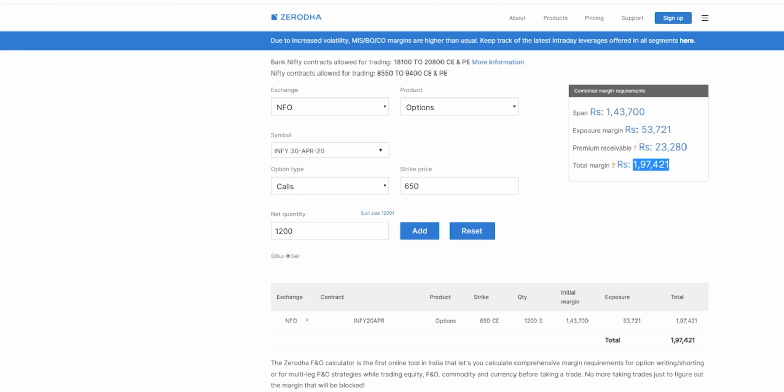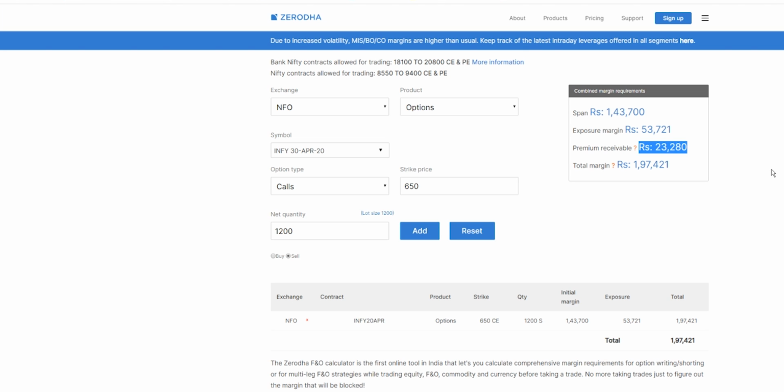1,97,421. I will tell you one more interesting thing. Though you are paying 1,97,000 rupees as the margin money while placing the order, the next day the premium receivable will be credited to your ledger. So therefore your actual margin is only 1,97,000 minus 23,000, so that is approximately 1,75,000. But the problem is that if you have 1,75,000, the order will not go. You must have 1,97,000, then only the order will go. The next day, the 23,000 will be given to you.